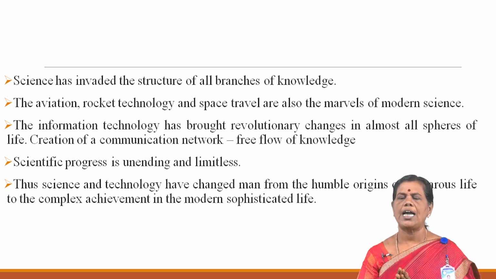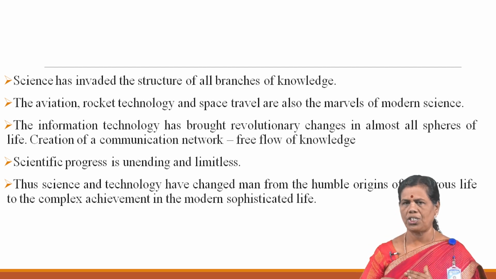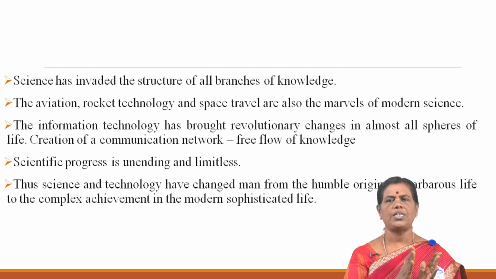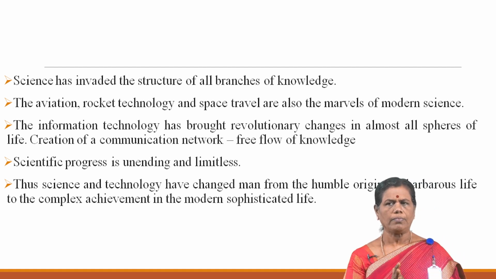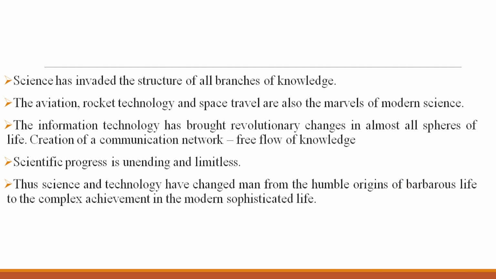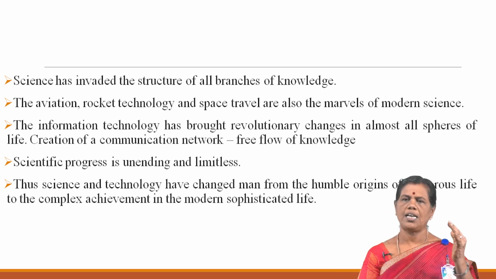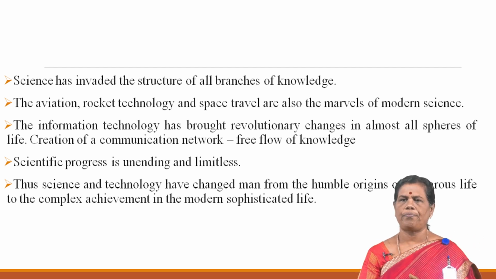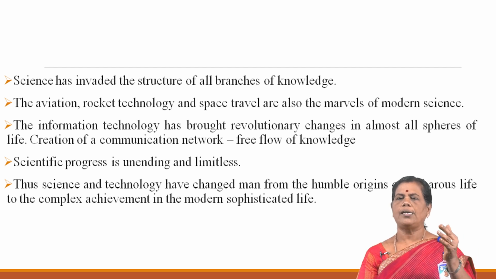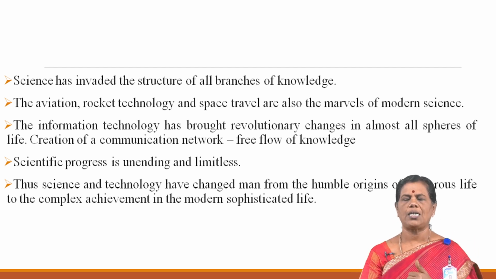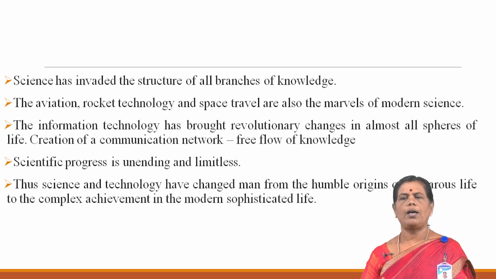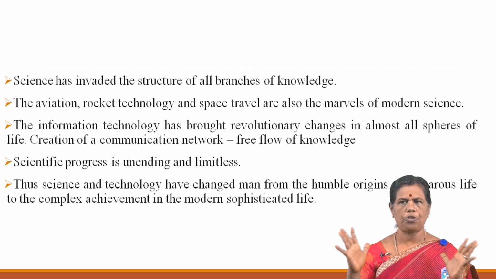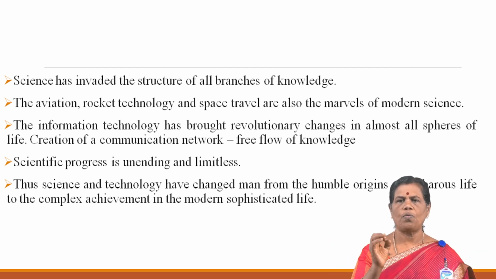Science and technology have changed. From this video lecture, you will learn how science and technology have changed man from his humble origins. Humble origins means once in history, man lived in the caves. He led a barbarous life. After the discovery of fire, agriculture, and the use of water, he came to a settled life. That means from the humble origin of barbarous life to the complex achievement in the modern sophisticated life.